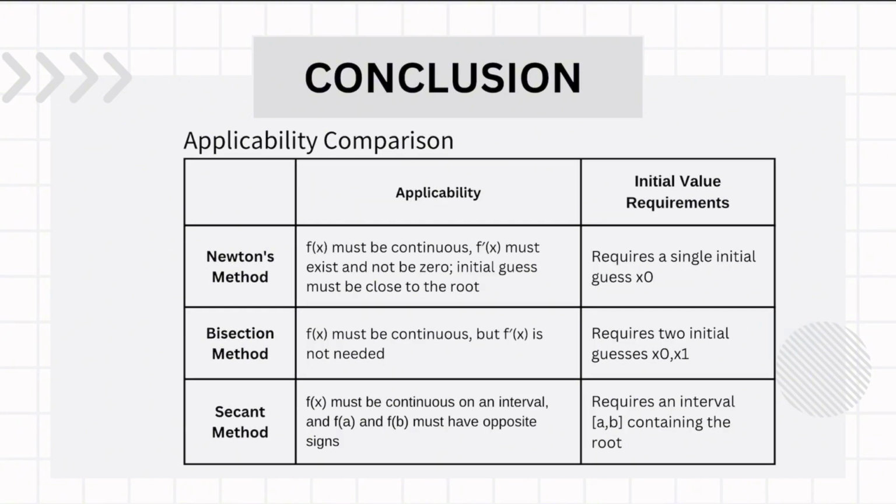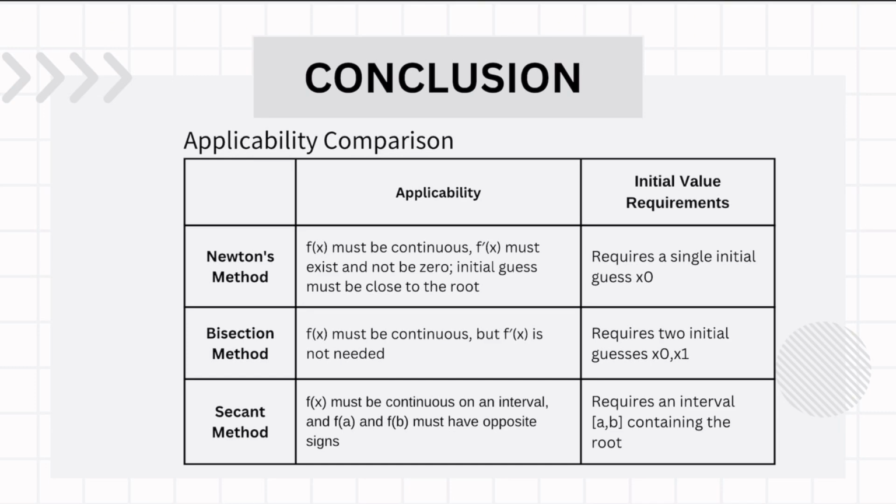Applicability comparison. Newton's method. The function f(x) must be continuous. Its derivative must exist and not be 0, and the initial guess must be close to the root. It requires a single initial guess x0. Bisection method. The function f(x) must be continuous, but the derivative of f(x) is not required. It requires 2 initial guesses. Secant method. The function f(x) must be continuous on an interval, and the values at the interval endpoints, f(a) and f(b), must have opposite signs.